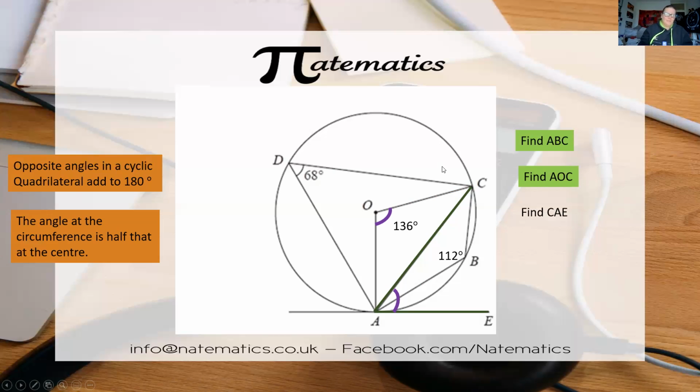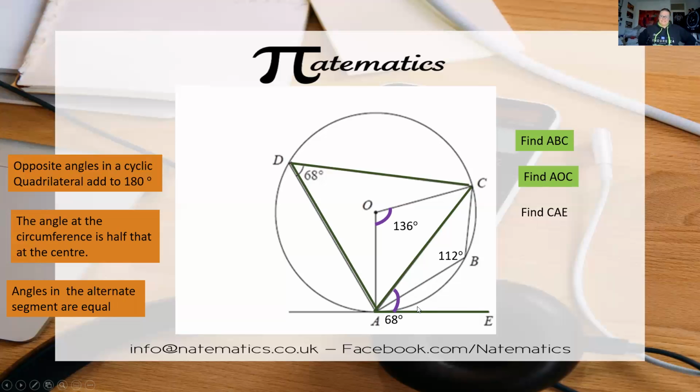So is this not angles in an alternate segment? Because you've got a chord here that hits the tangent. That's that angle. Anything that comes off this same chord and hits the circumference is the same as this one. So therefore, this is 68 degrees.